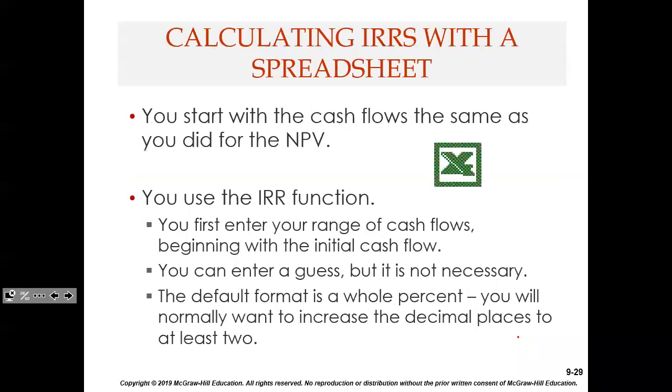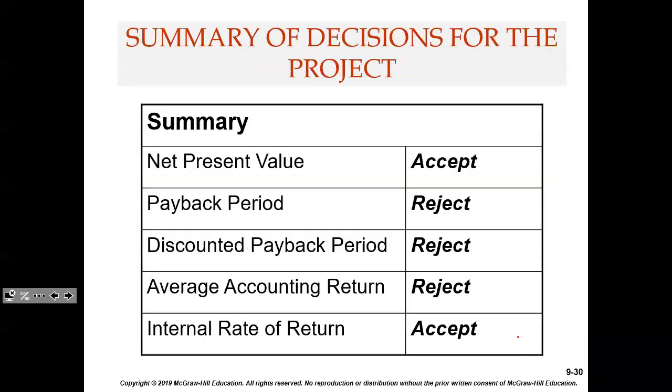Okay. All right. So if we looked at this project and we analyzed it through all our decision criteria, and net present value said to accept the project. Our payback period said to reject it. Our discounted payback said to reject it. Our average accounting return said to reject it. But internal rate of return said to accept it. So ultimately, which way would you lean on this project? Would you guys accept or reject this project based on what we've done so far in the chapter?